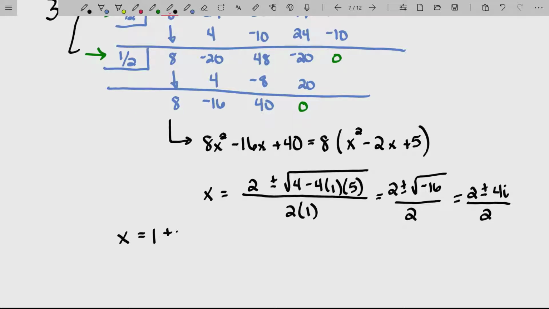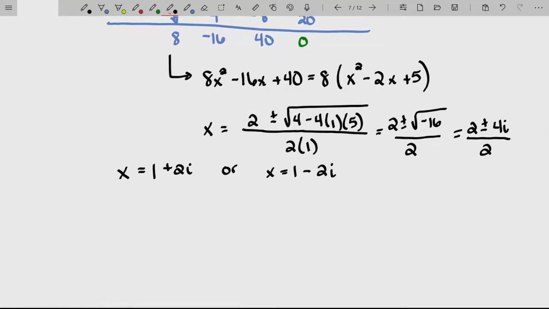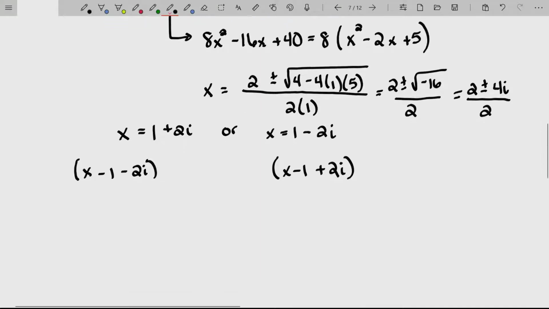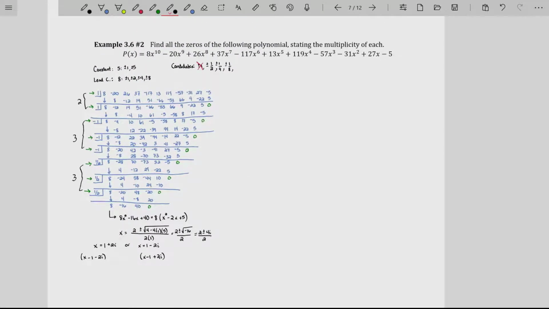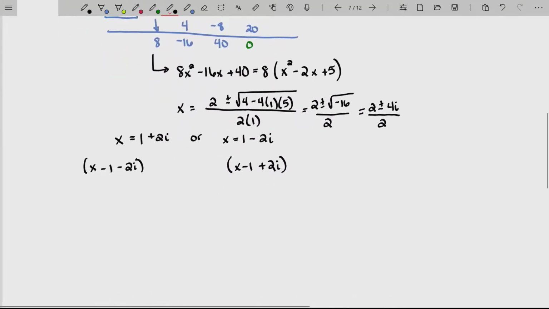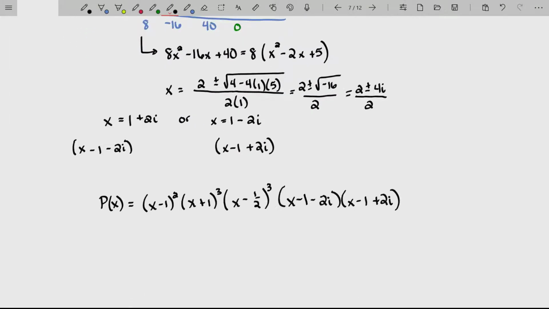x is equal to 1 plus 2i, or x is equal to 1 minus 2i, which means that the factors are going to be x minus 1 minus 2i and x minus 1 plus 2i. The zeros are 1 plus 2i and 1 minus 2i. The factors, you move everything over to the left-hand side. So that big old polynomial that we had at the top, which looked really terrible, can now be written as the following. There you have it.